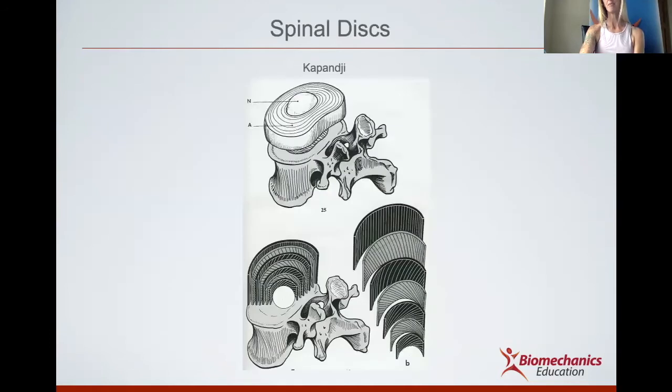Looking at the discs here, these are images from Kapandji's work, and we can identify the A and the N, which stand for the annulus and the nucleus. Understanding how the layers of the annulus form, you can see from the bottom right-hand representation there the layers that we're imagining of the annulus. You can see the fiber directions; they cross as they lay on top of each other at around 45 degrees. This allows for some degree of movement, but will also limit movement around this area.